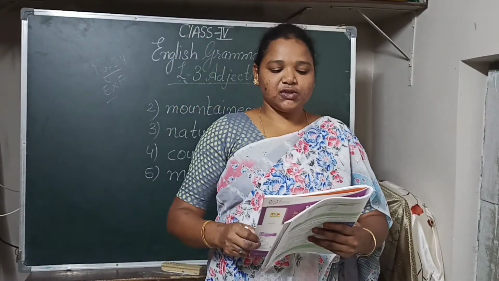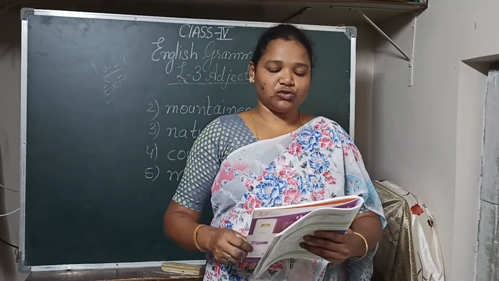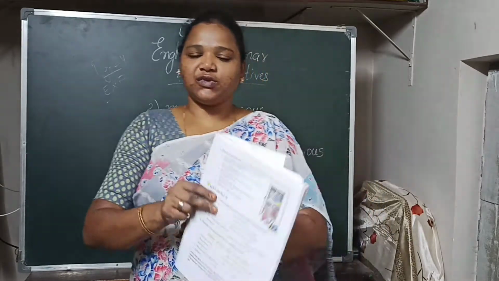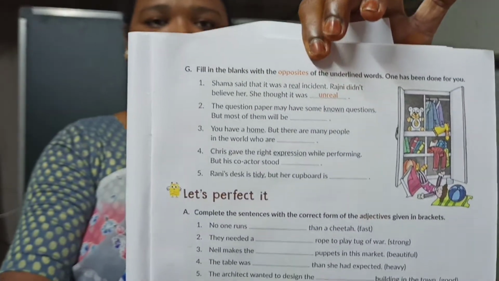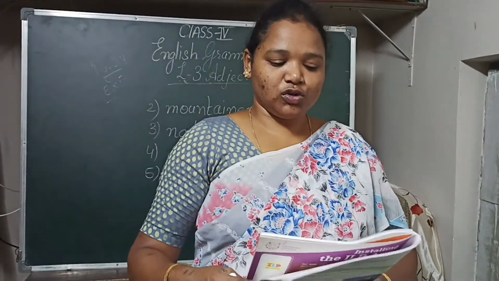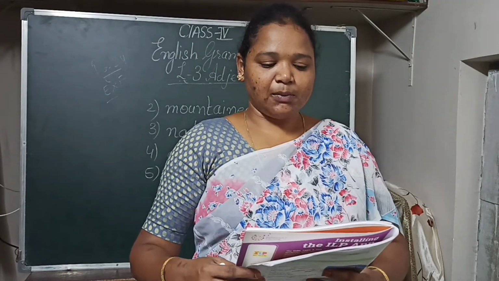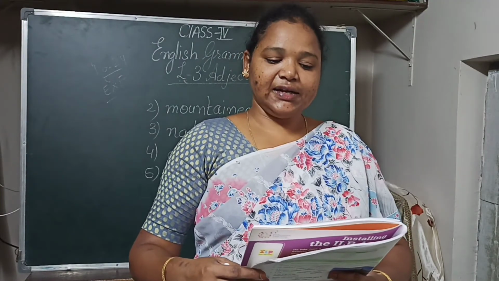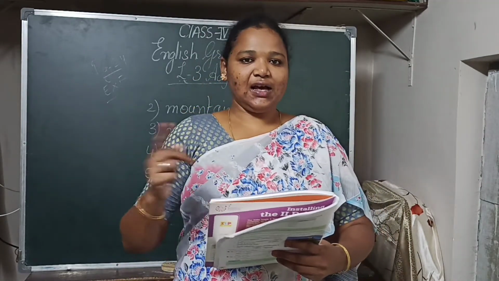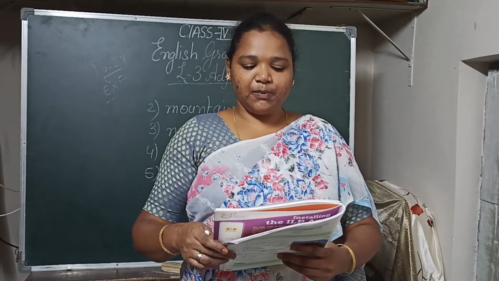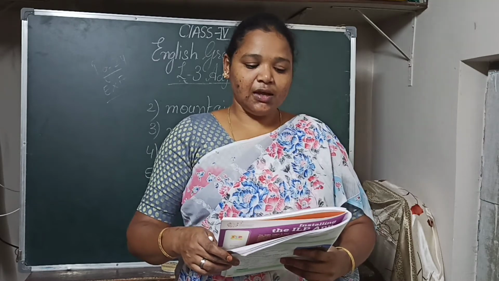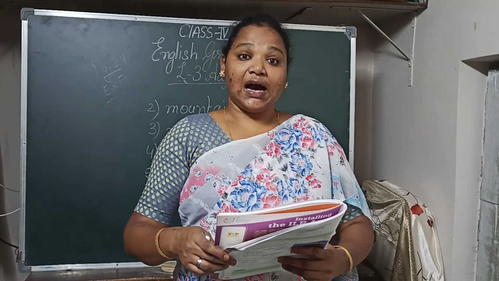Exercise G on page number 25. Fill in the blanks with the opposites of the underlined words. One has been done for you. They have underlined some words in all the blanks, and we have to write the opposites of those words. First one they have done: Shama said that it was a real incident. Rajni didn't believe her. She thought it was unreal. So real, unreal. The question paper may have some known questions, but most of them will be unknown.